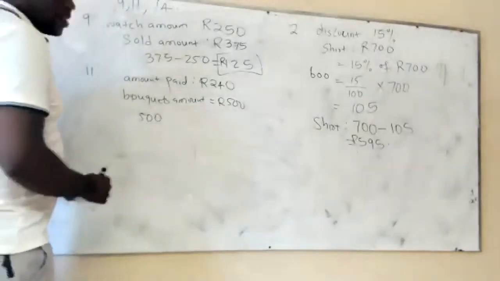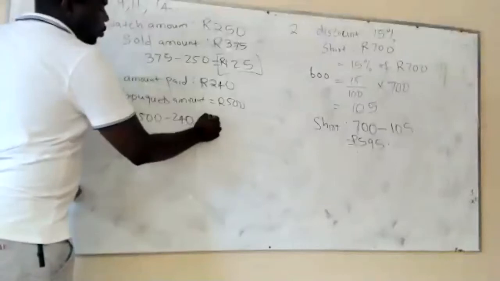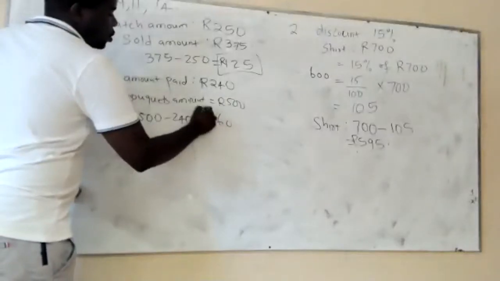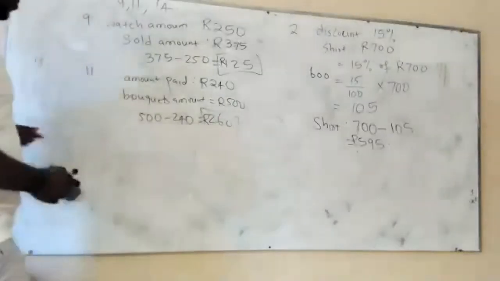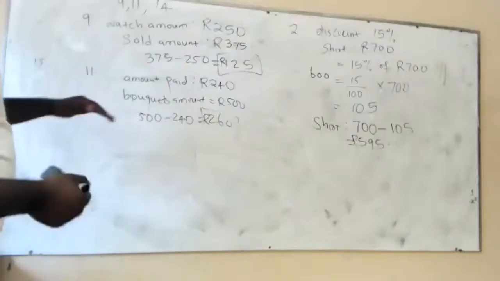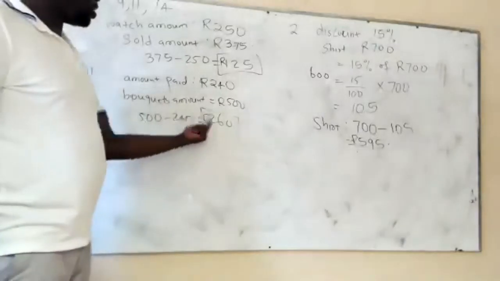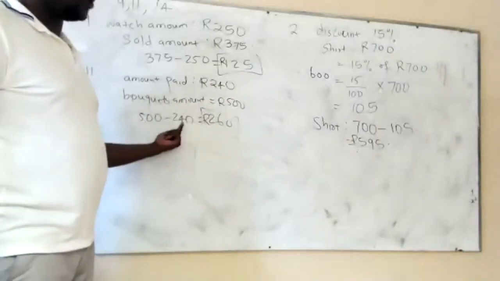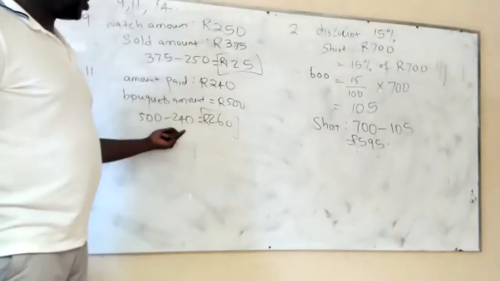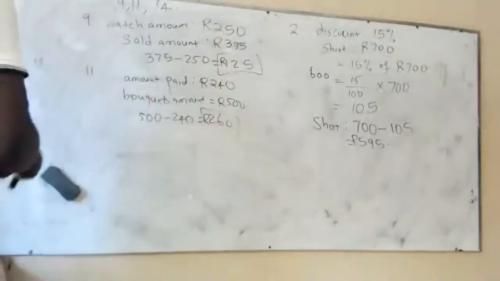So it's going to be 500 minus what? 240. Minus 240, which is going to be 260 rand. So that is going to be the profit out of this. Do you see? Yes. So this is actually a good business, because the person paid 240 and is getting a profit of more than the amount he used to pay. So it's a good business which one will think of venturing into.